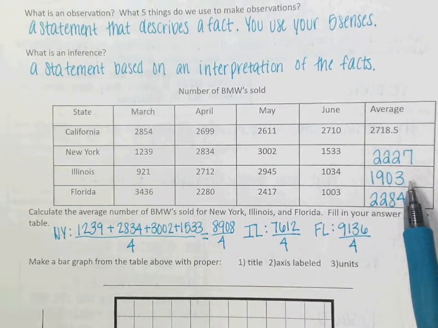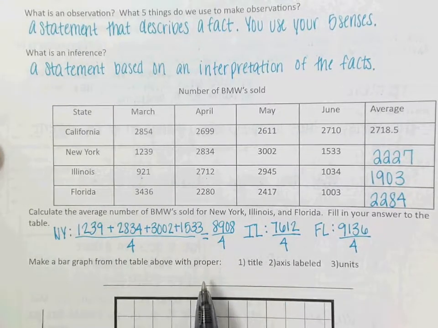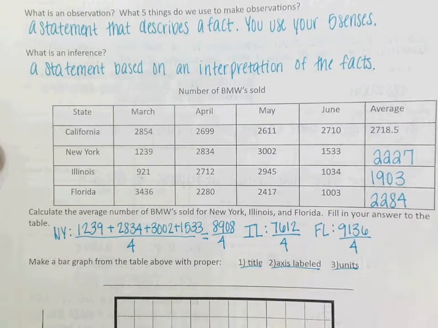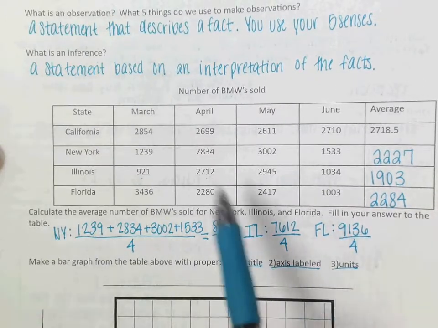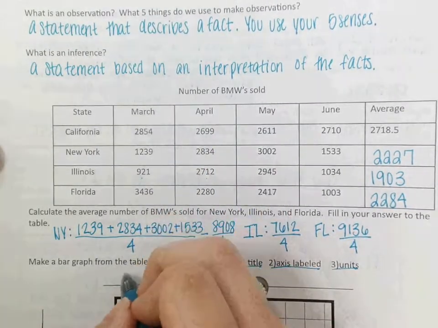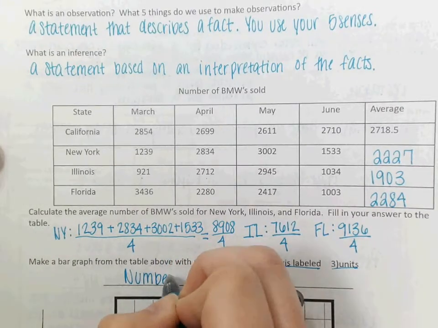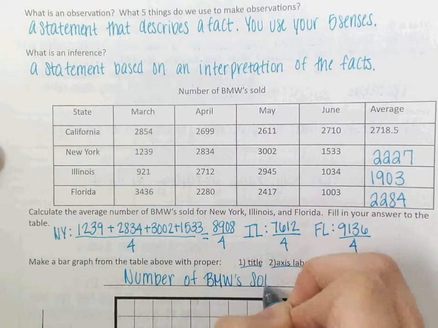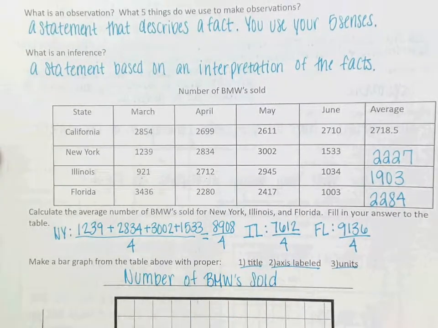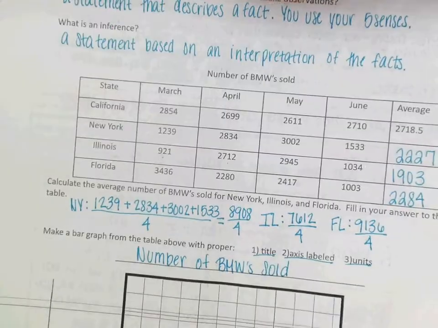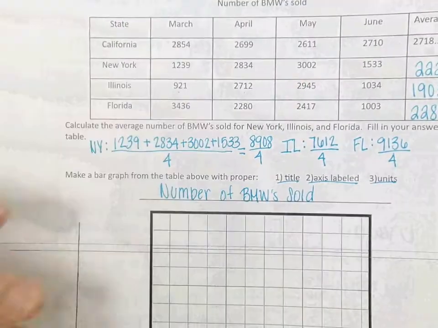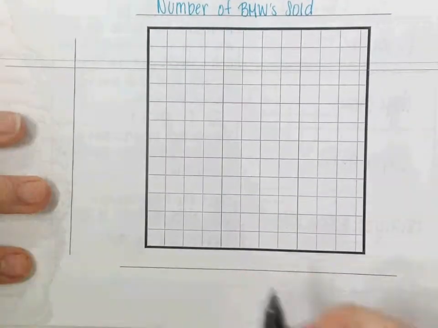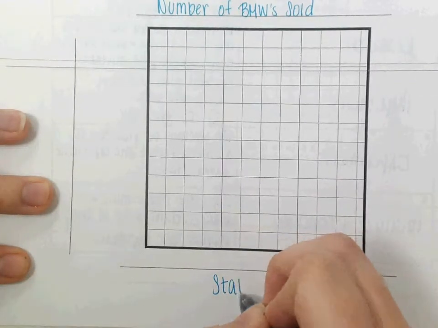Now, based upon our averages, we're going to make a bar graph from the table. And we have to make sure that we include a title, we label our axes, and we have our units. So let's start with our title. It actually already gives us our title up here, and it's the number of BMWs sold. Our independent variable is going to be our states. So at the bottom, we're going to label our axes by states.